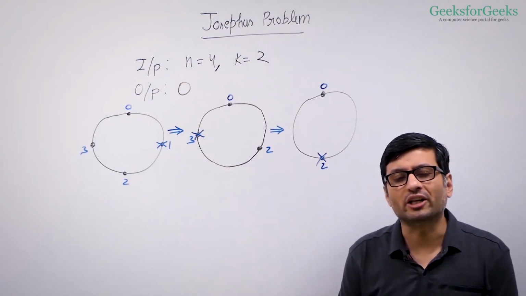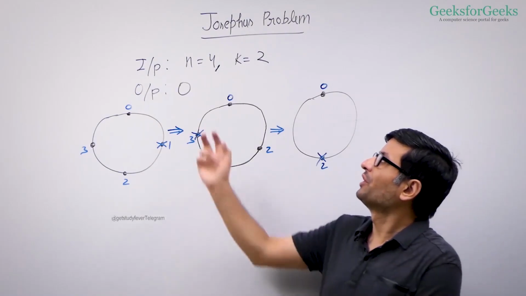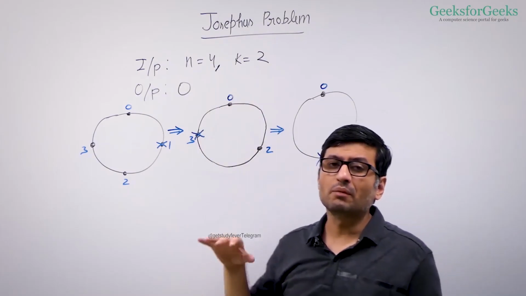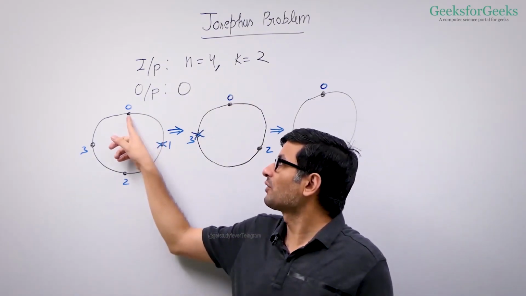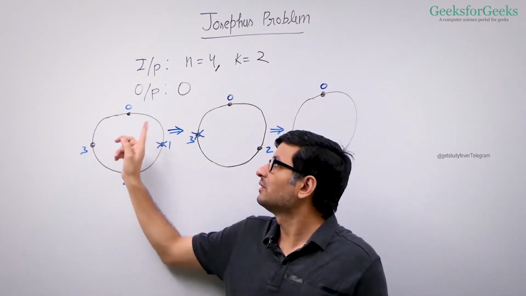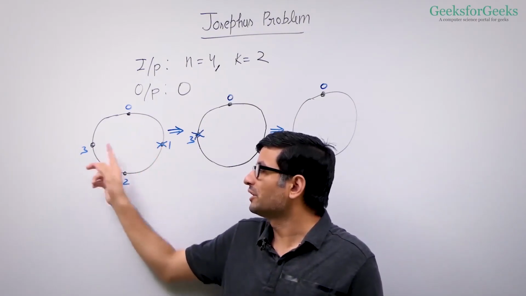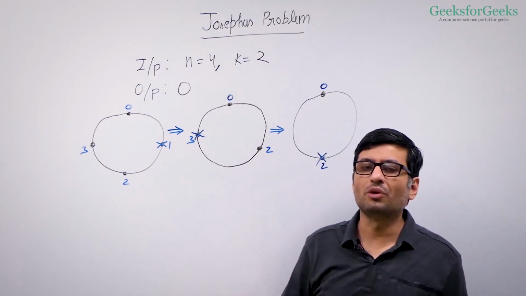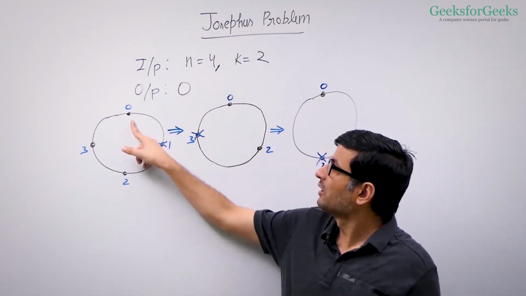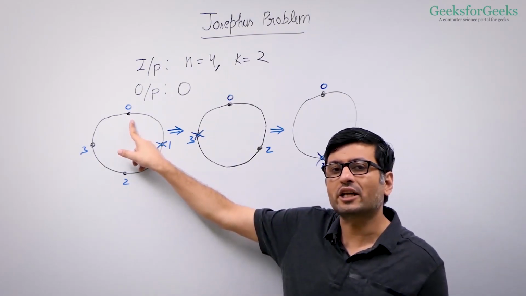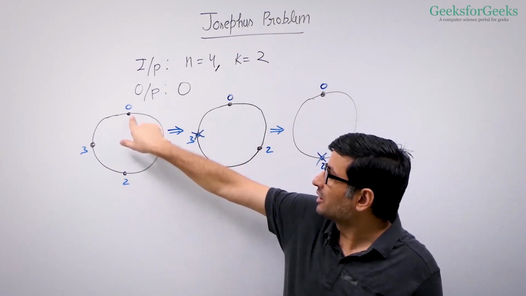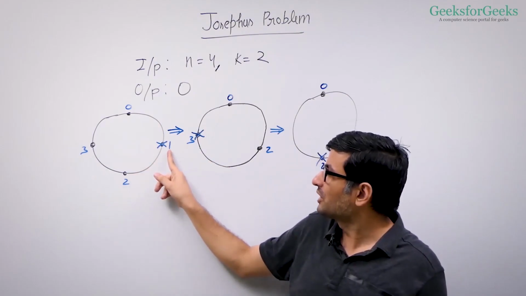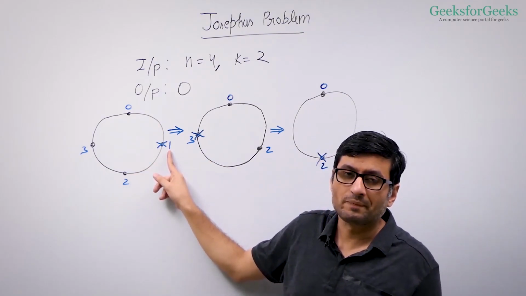Let us take a look at another example. We are given n as 4 and k as 2. So persons are numbered from 0 to 3: 0, 1, 2, 3 in a circle. And the pistol is always with person number 0. So what it does, it kills the second person. First person himself, second person is 1. So in the first iteration, the person with position 1 is killed.